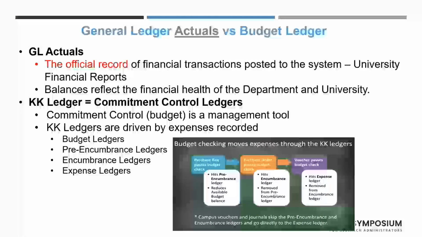So what is the GL actuals? The general ledger actuals is the official record of financial transactions posted to the system. These are the university financial reports for external reporting purposes. So what is the KK ledger? The KK ledger or budget ledger, also known as the commitment control ledgers, are financial management tools. The budget ledgers are driven by expenses, so the budget ledger will help to make sure the project is not overspent. Next slide, please.